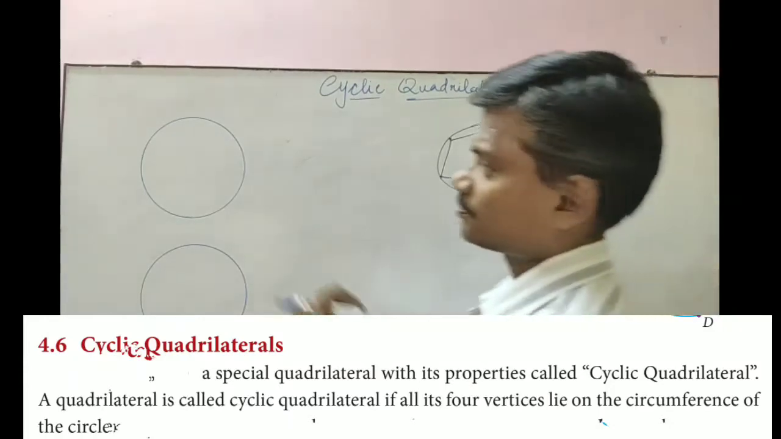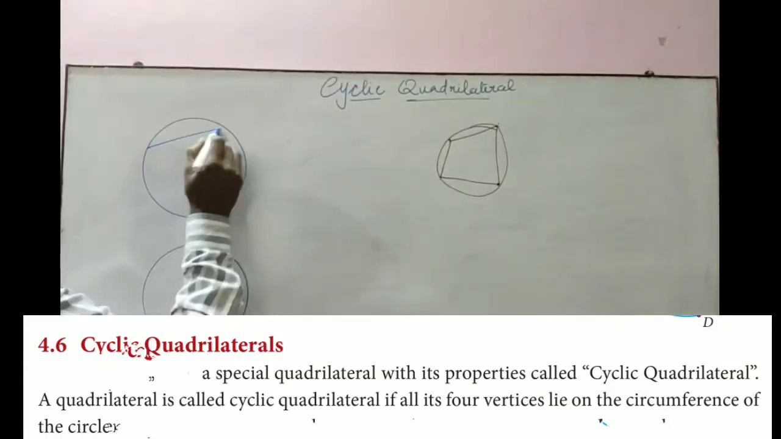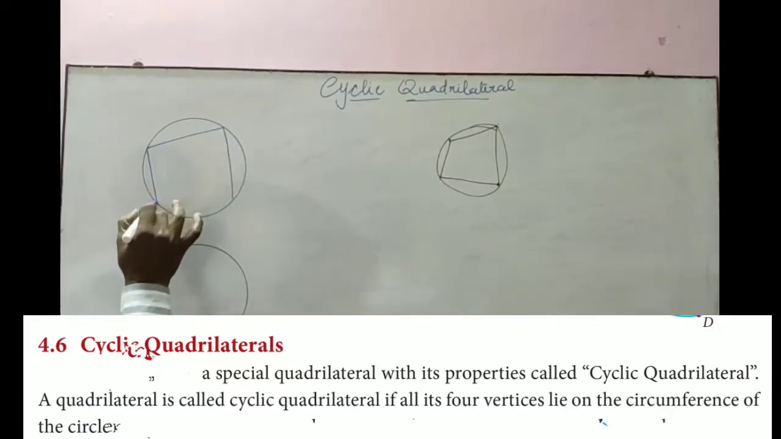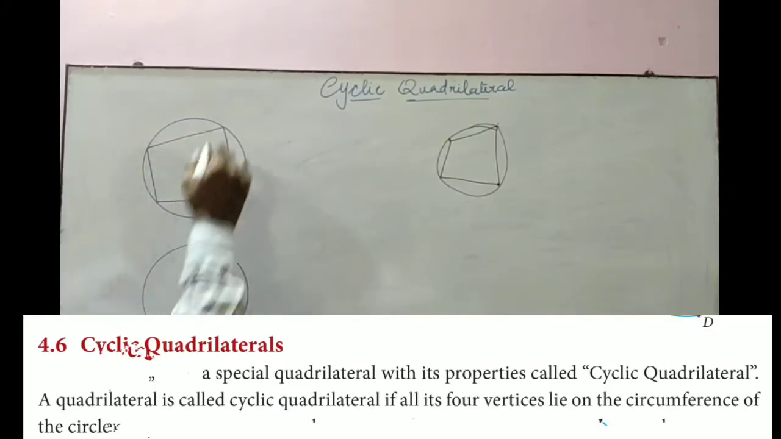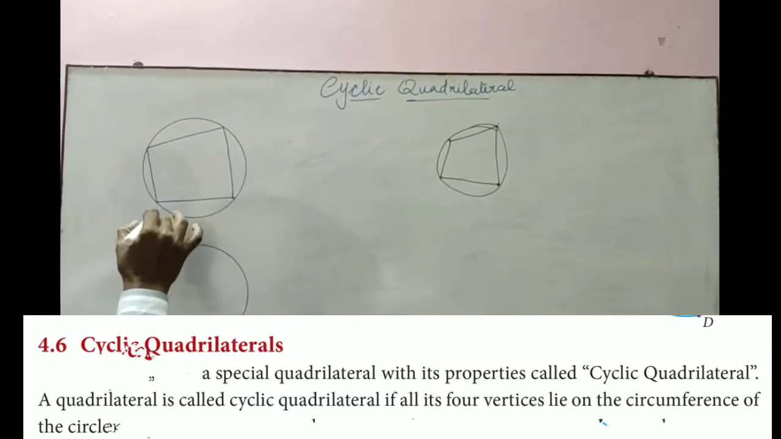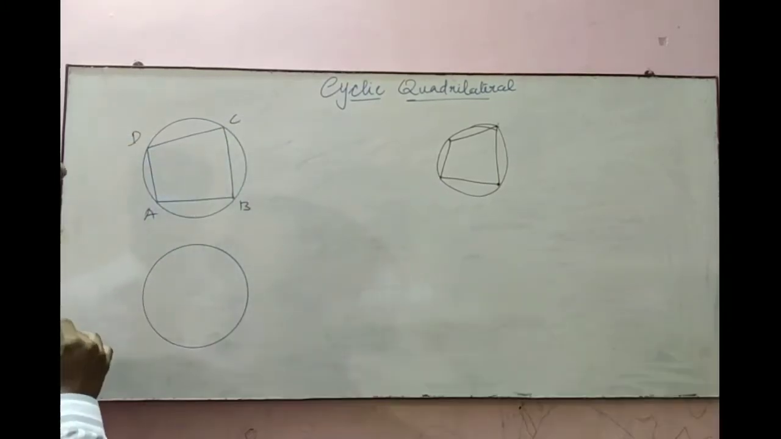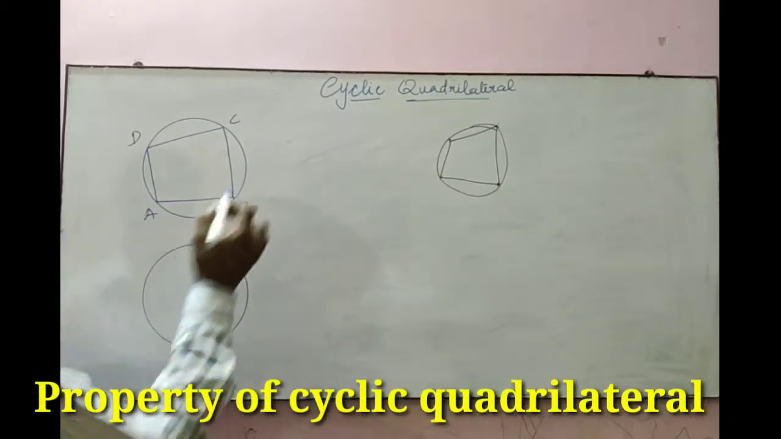So look at here. Here we have a circle. If I draw a quadrilateral which has all its vertices at the circumference of the circle, then this quadrilateral is called a cyclic quadrilateral. Here it has some special properties.